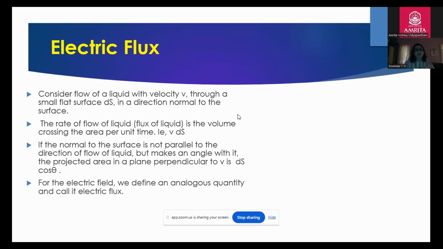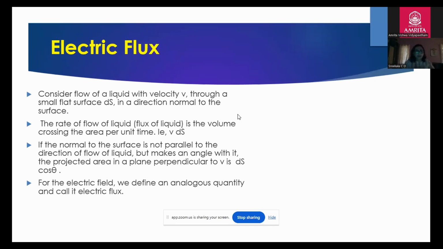These electric fields are never perpendicular to a surface. We will come to that one. I will explain to you what will happen. That is what I am explaining in the next one. That is electric flux.